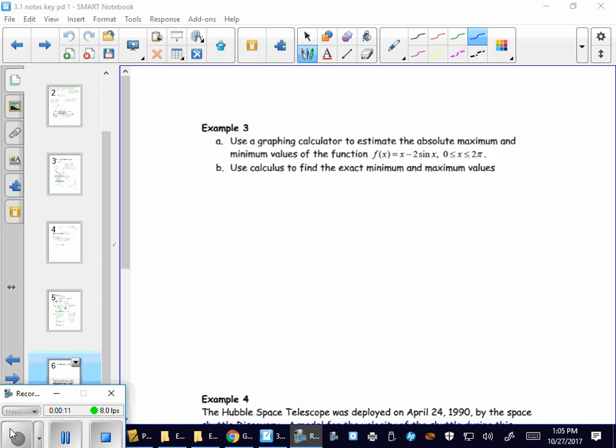It says use a graphing calculator to estimate the absolute max and min values. We're not going to do that. We are not using the graphing calculator, so please don't do that. We're simply going to do part B. Use calculus to find the exact min and max values.